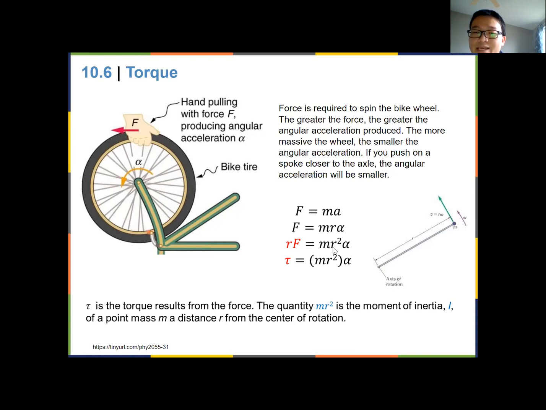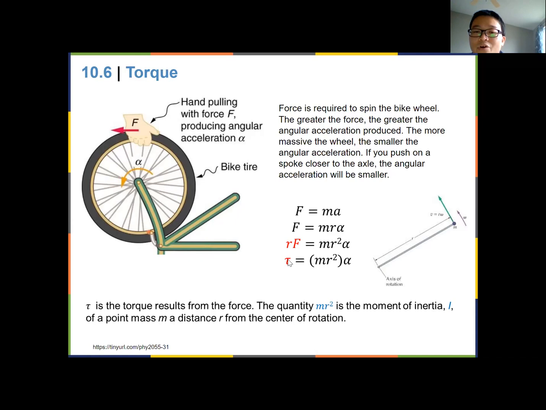So then on the right-hand side, you have I times alpha. On the left-hand side, you have R times F, okay? So then this would be the second law for rotational motion. On the left-hand side, we will call this new quantity the torque. It's expressed with the symbol tau. This looks like a T, but it's called tau. That's equal to R times F, for the magnitude, okay?